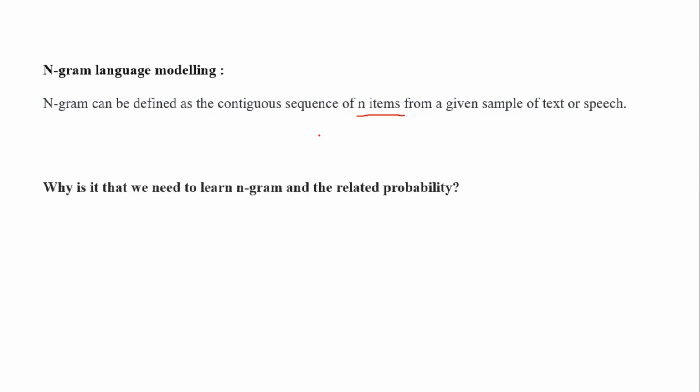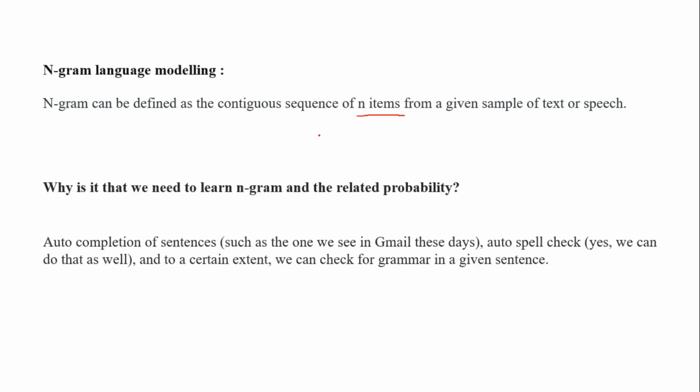So, why is it that we need to learn n-grams and related probability? That's what we discussed right now, right? We need to learn it in order to predict the next word in the given sentence. This is used in various applications like auto completion of sentences. Just now we saw that example. When you type something, the model will try to complete the sentence by suggesting words, by predicting the next word in the given sentence.